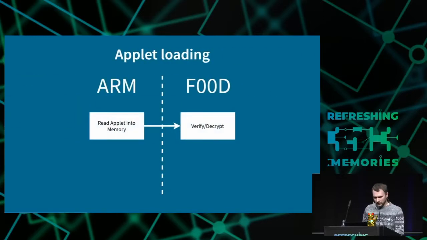So I'm going to go back to applet loading here, and we're going to try and discuss in detail what's happening. Specifically, we know that the applet's read into memory and transferred over to FUD, where it does a signature check and then does the rest of the loading. But what happens for this little bit in between here?